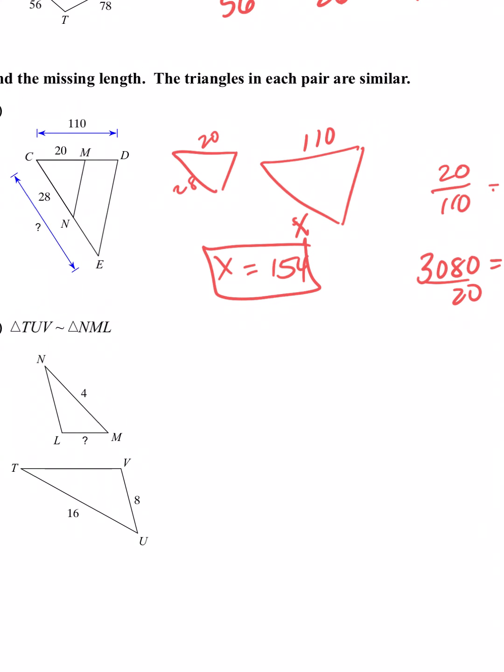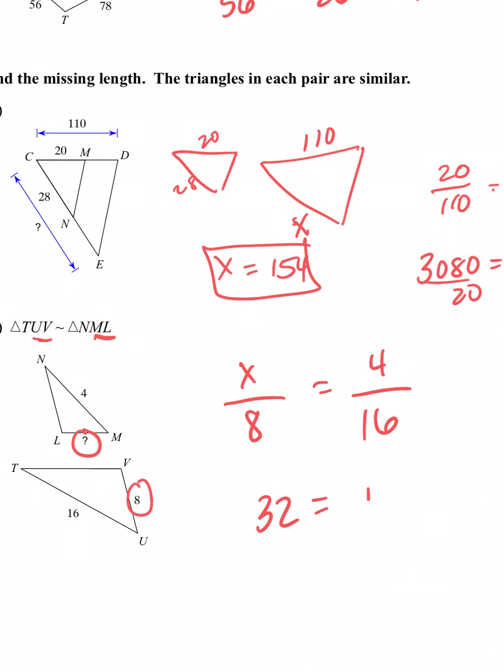Since this one gives you your similarity statement, LM goes with UV, so we'll put the x of LM over the 8 of UV, because those go together. And then the NM goes with the 16, the TU. So that would equal the 4, because you always put the first one on top and the second one on the bottom here. And then you would cross multiply, so you would get 32 equals 16x, x equals 2.